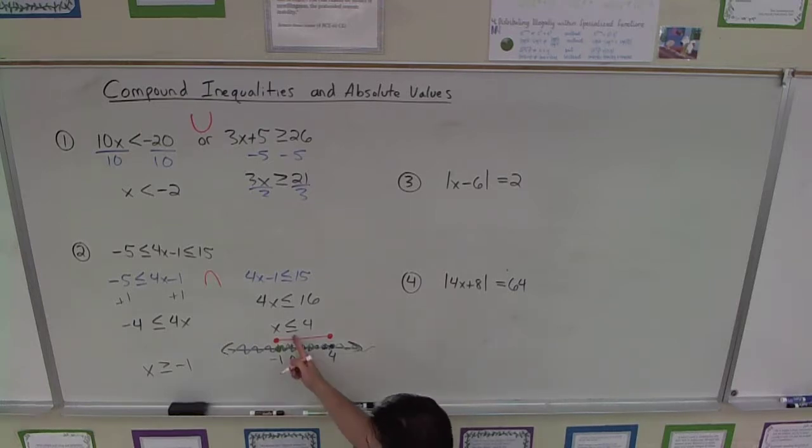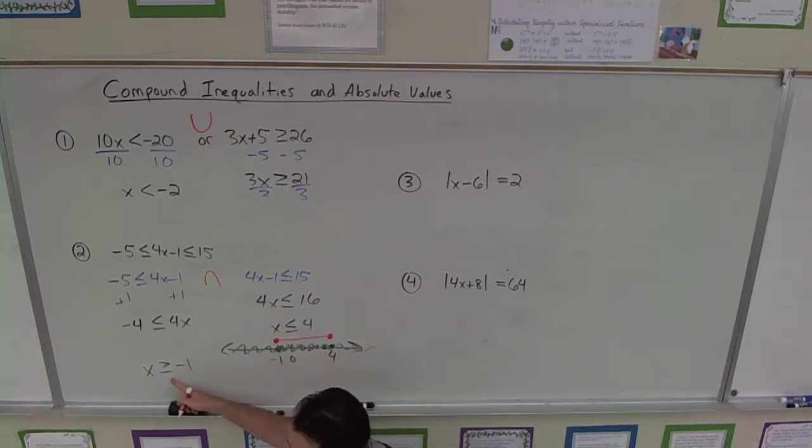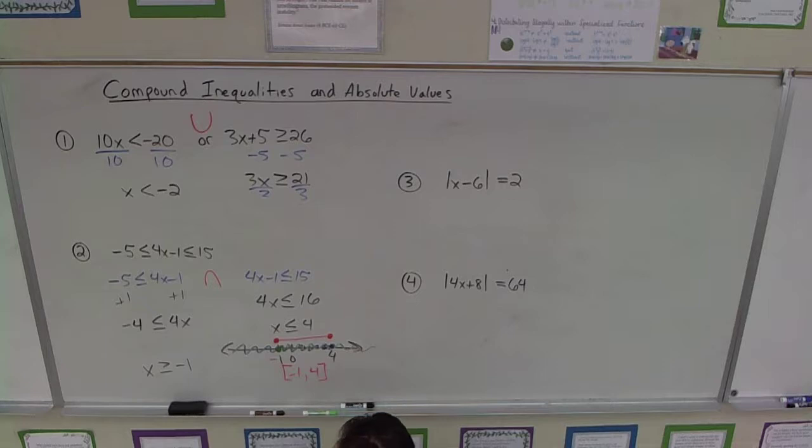Or you're both less than or equal to 4 and greater than or equal to -1. That's what and means. So the set is very easy to express with interval notation because you just go bracket -1 to 4. And that's the solution.